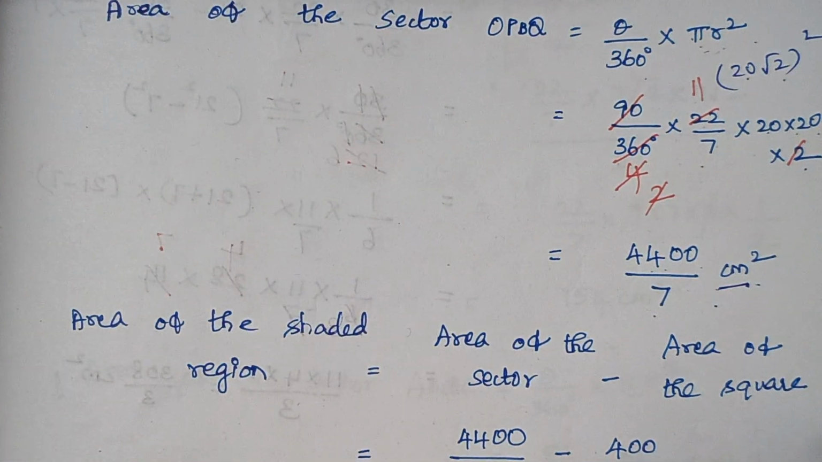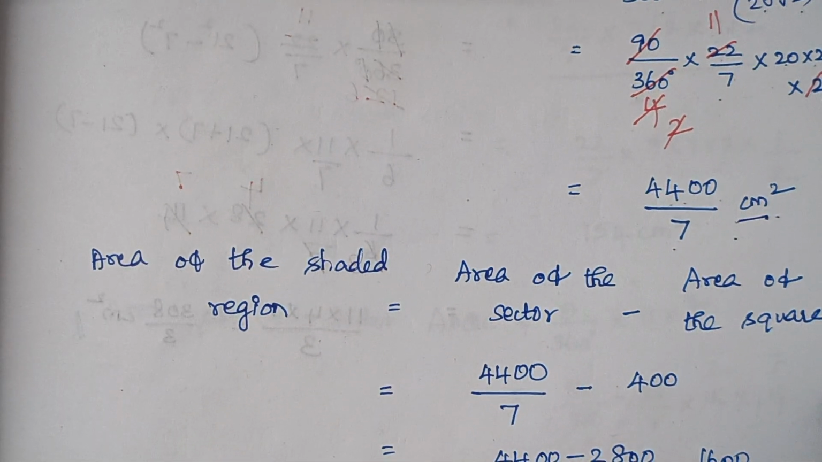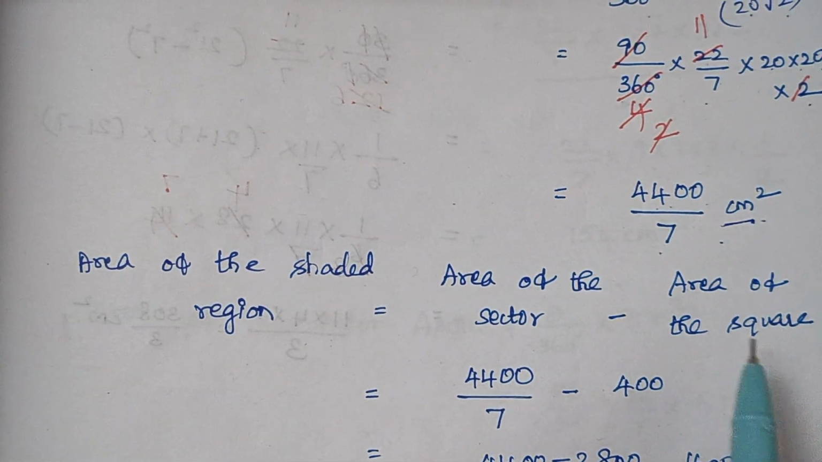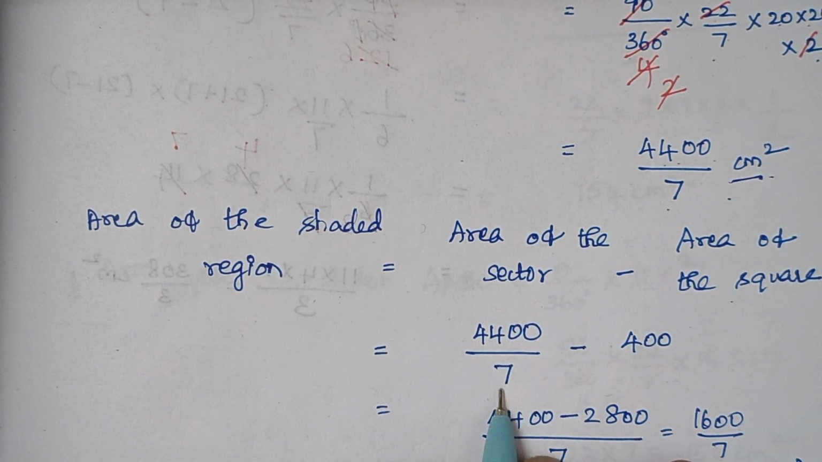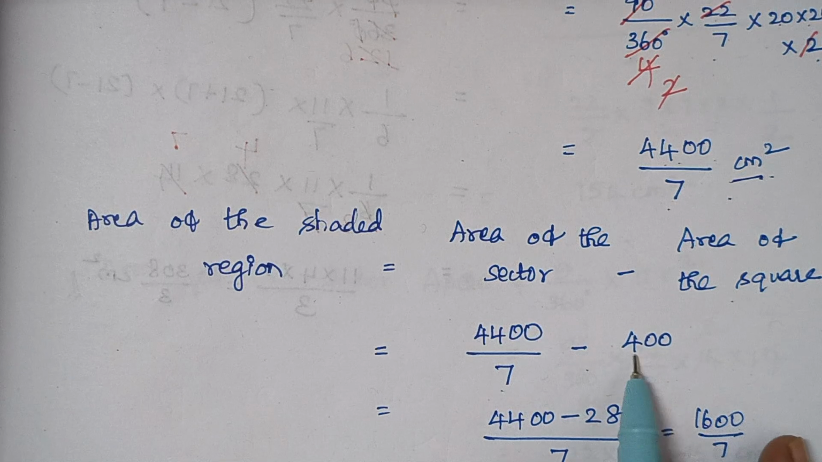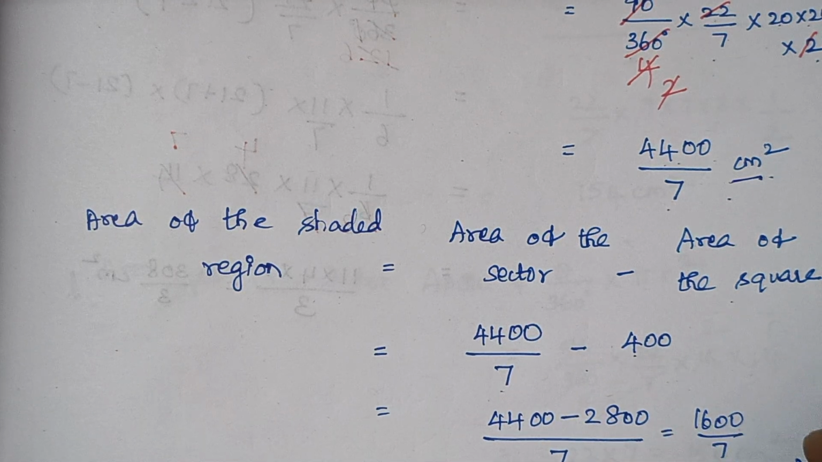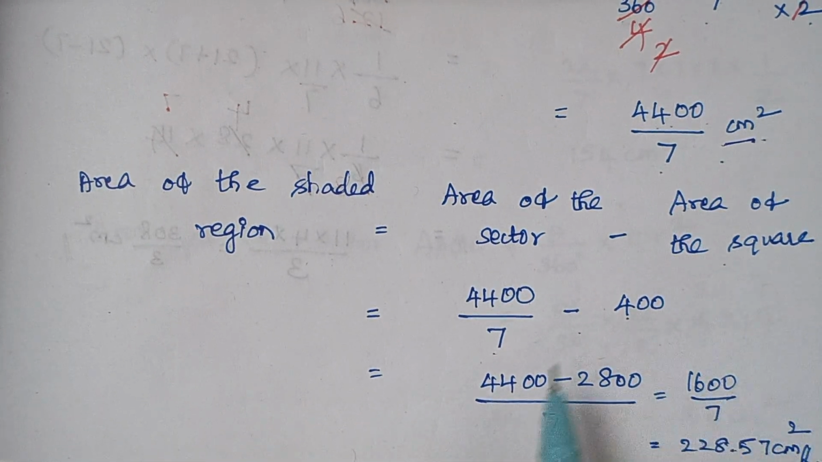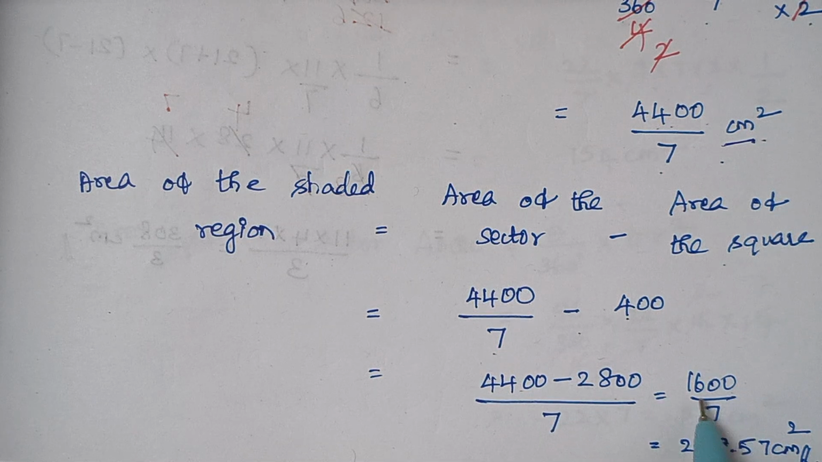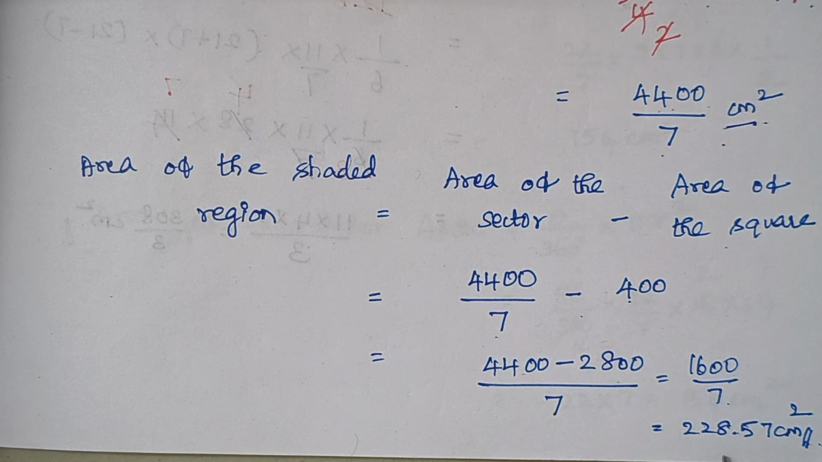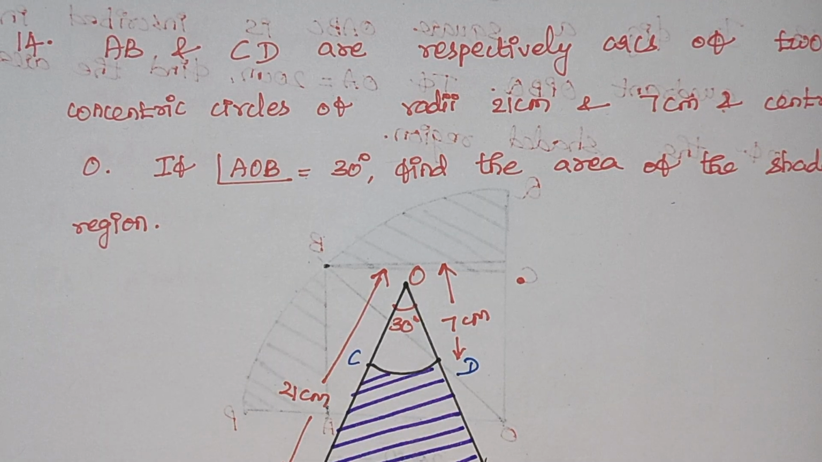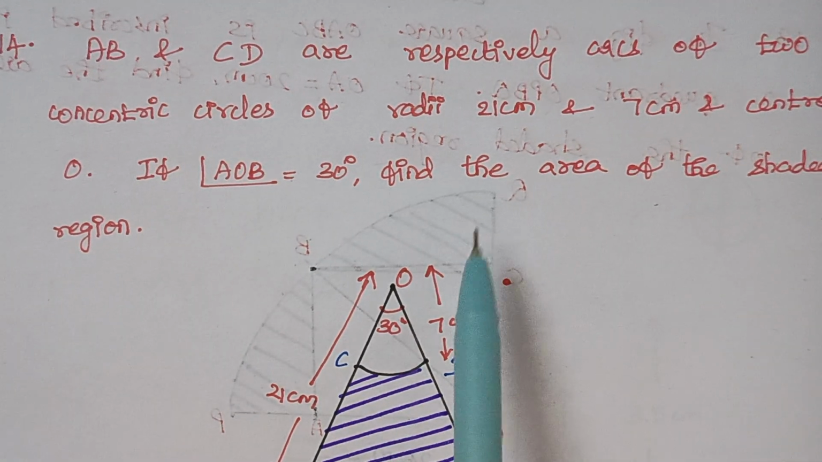So here, the area of the shaded region is the area of the sector minus the area of the square. The area of the sector is 4400 by 7, minus the area of the square, which is 400, right? Again, when you take the LCM and subtract, we get 1600 by 7, and when you solve this, our answer is 228.57 centimeter square.